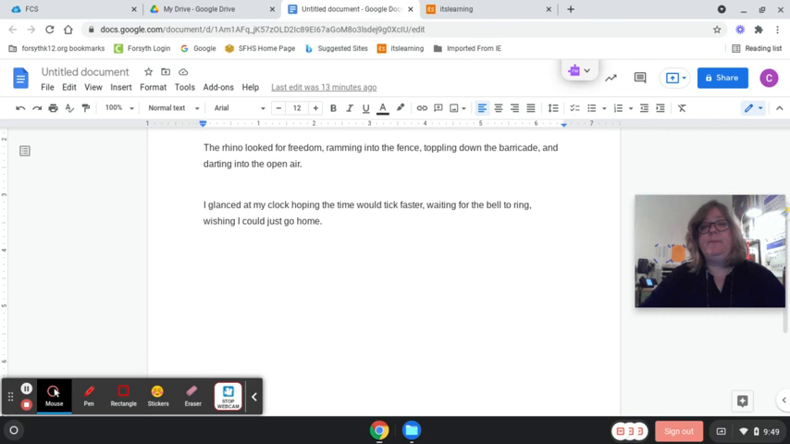I glanced at my clock, and we do need to set this off with a comma, hoping the time would tick faster, waiting for the bell to ring, wishing I could just go home. So notice what this student has done. The student really understands what a participial phrase is, how to layer it using the pitchforking strategy, and ultimately these sentences are becoming varied. We're not just staying in a short, simple space. We're adding these elements so that we paint almost pictures for the mind of the reader.